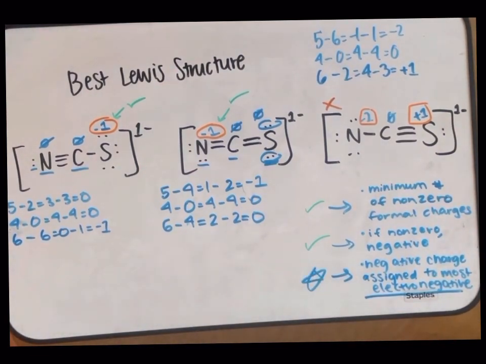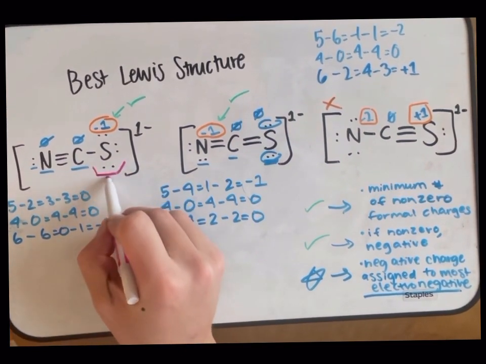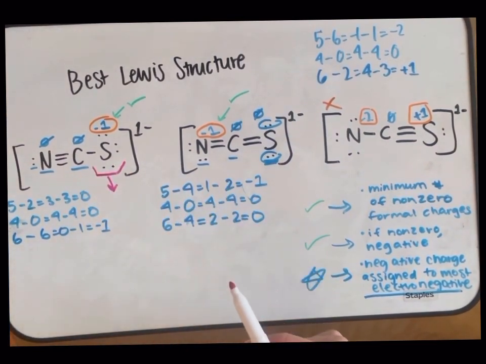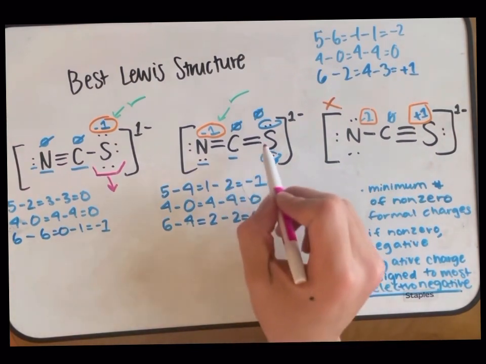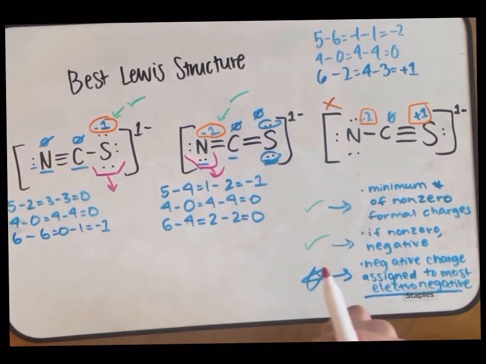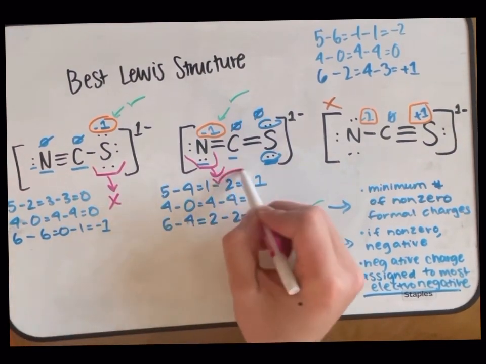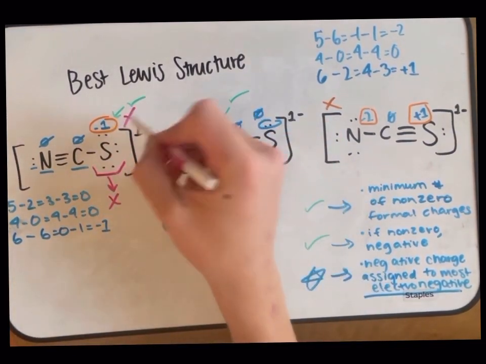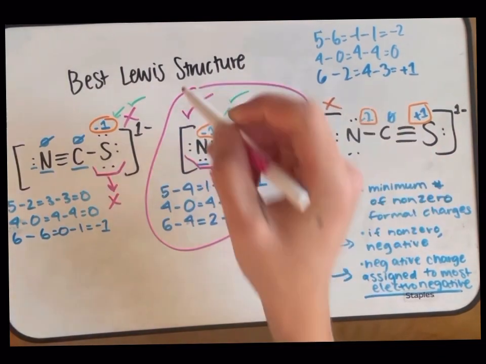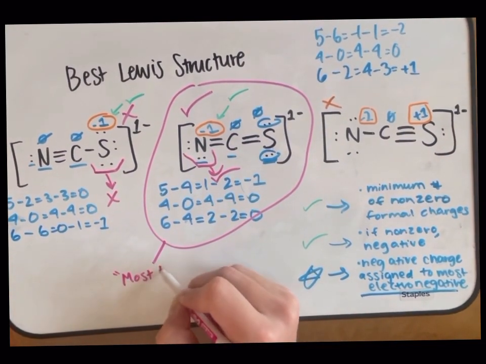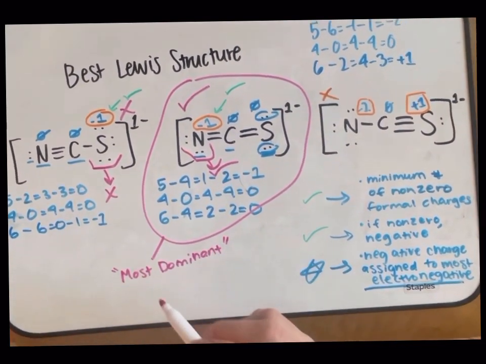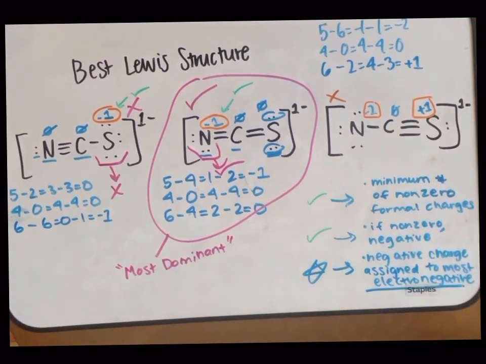The negative charge is assigned to the most electronegative. So we're going to look at this. This will determine whether 1 is the best Lewis structure or not. So our answer is going to be the second one, because S is not as electronegative as N. So therefore, this is our most dominant Lewis structure, because N is more electronegative than S.